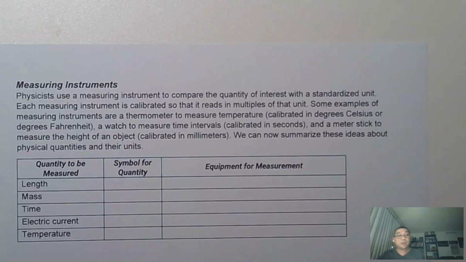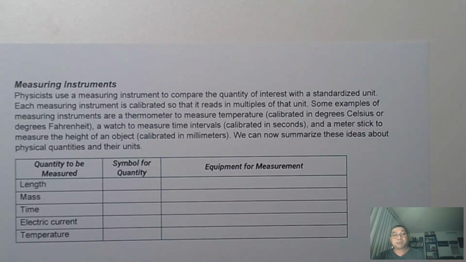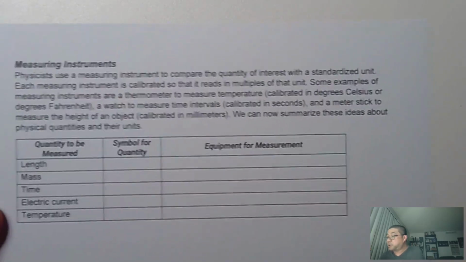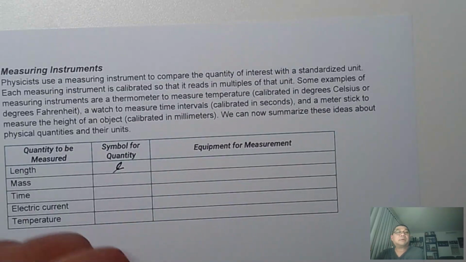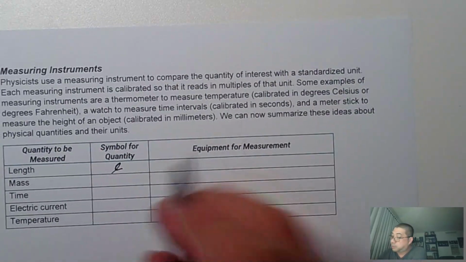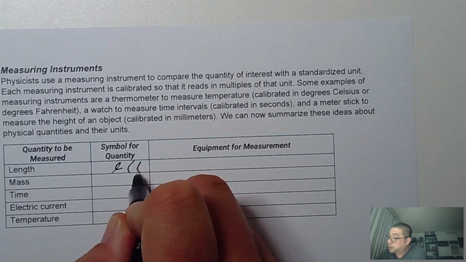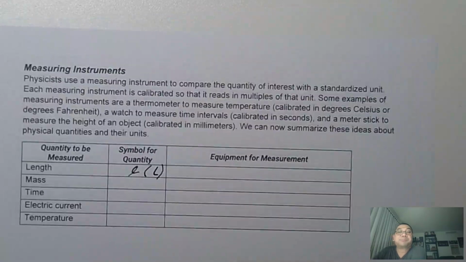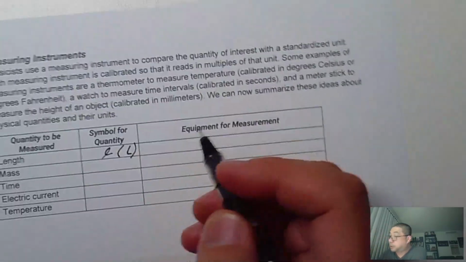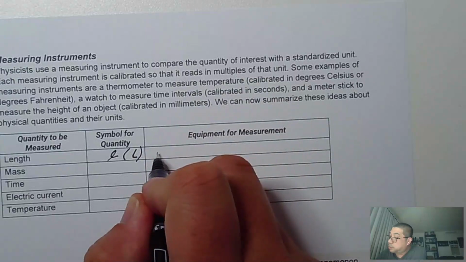However, let me just explain to you the different equipment used inside specific physics labs in order to measure these physical quantities. First one is length, and the symbol for length is letter L. Some of you might say, oh, so letter L should be like this, capital L. But make sure it's lowercase l. Equipment for measurement. Of course, we use what we call the ruler.